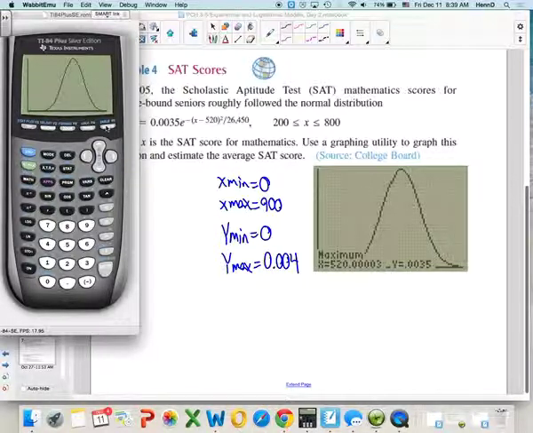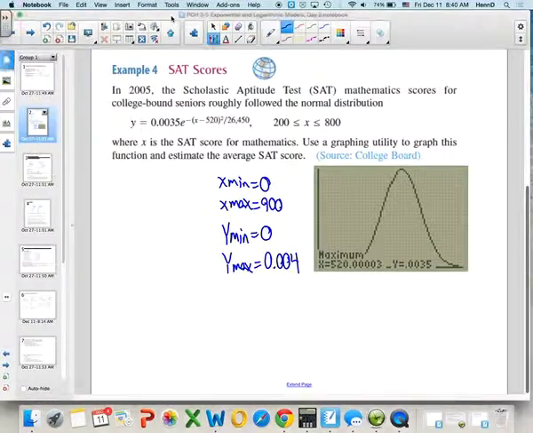All of that is to say we have to be able to understand the graph in order to make our calculator useful. The calculator can do all kinds of stuff, but if we can't even find where the graph is, it's not going to help us at all. Now, from what you know about the bell curve, where would the estimate of the average SAT score be? When y equals 0.0035.